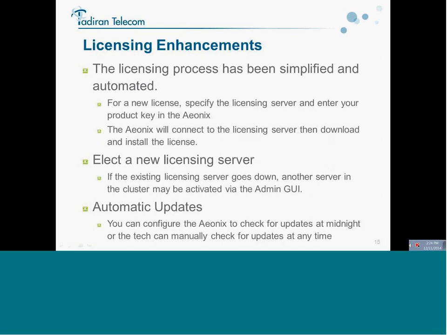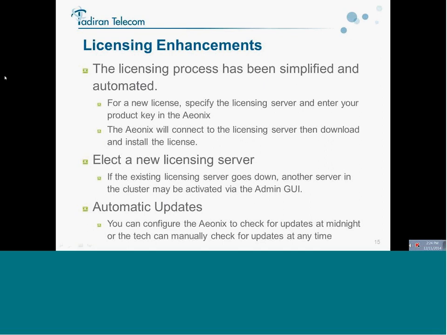Licensing enhancements. The licensing process has been simplified and automated. So for new licenses, if you have a brand new installation that's licensed, we've made it a lot easier. For a new license, you'll start the licensing server and enter your product key in the Aeonix. The key is what you've gotten back from customer service. And you're putting in the PO for all the different licensing that you want for your Aeonix. Then the Aeonix will connect to the licensing server, download the license and install it.